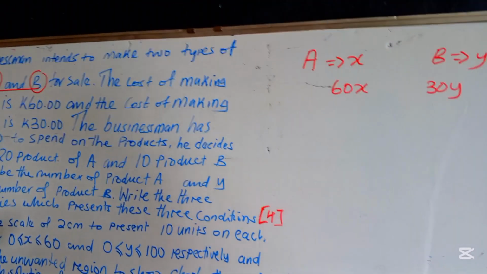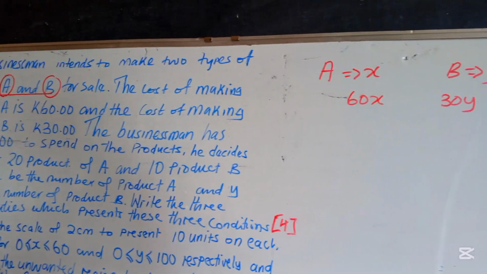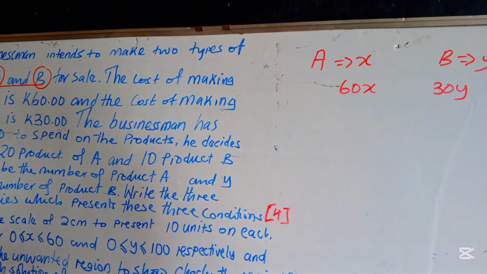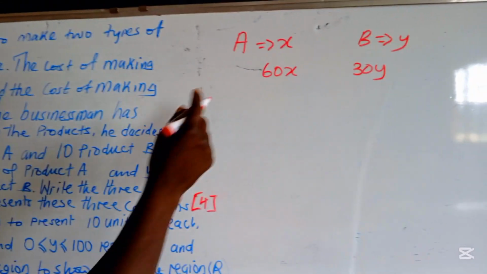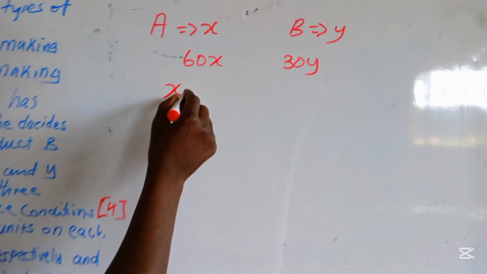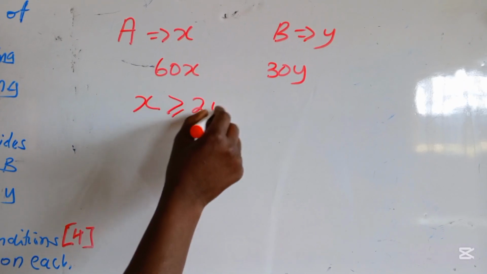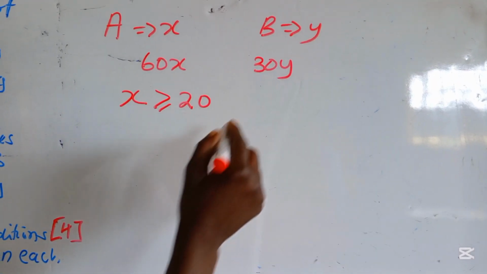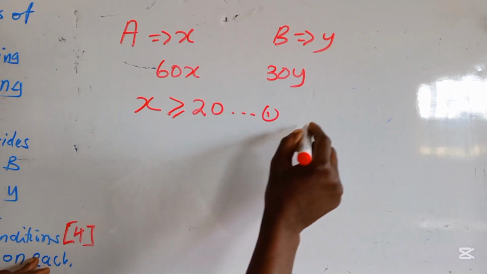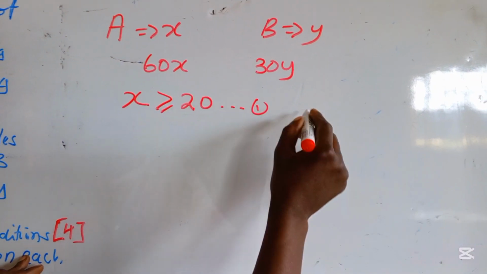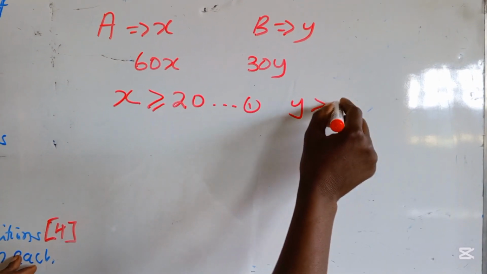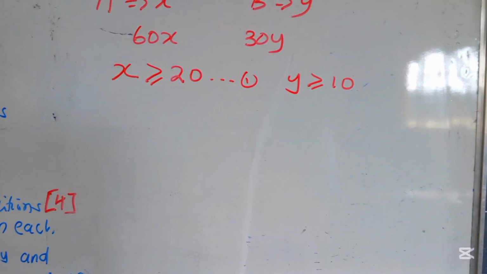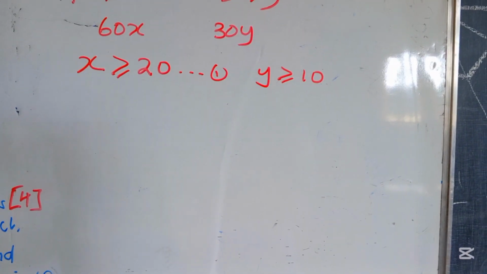So now you have to be innovative. Now they are saying this guy intends to produce at least 20 products of type A. So meaning X is greater or equal to 20. So that is number one. And then again he intends to produce 10 products at least. Number two, this will be Y is greater or equal to 10. So, ladies and gentlemen, all this should be done on a graph paper. I'll show you how to do it on the graph paper.